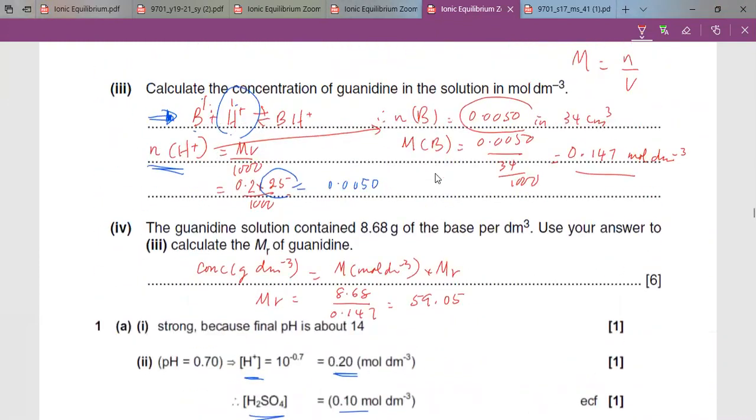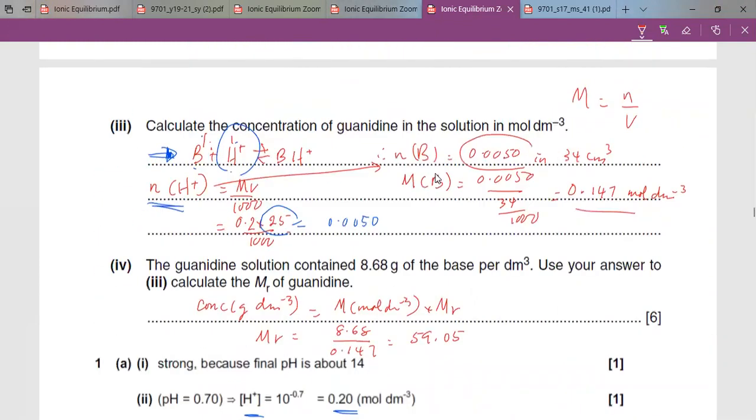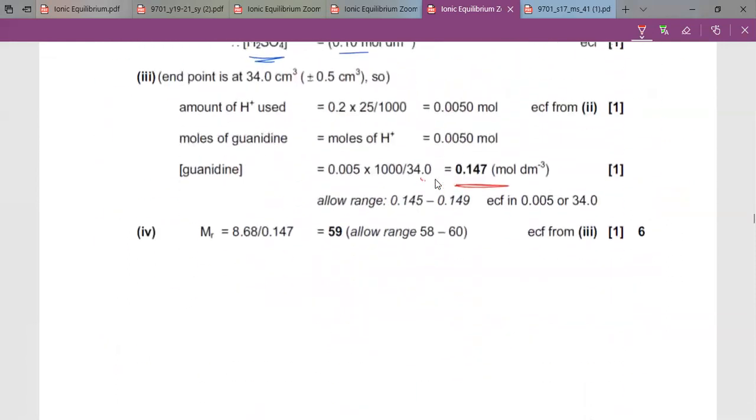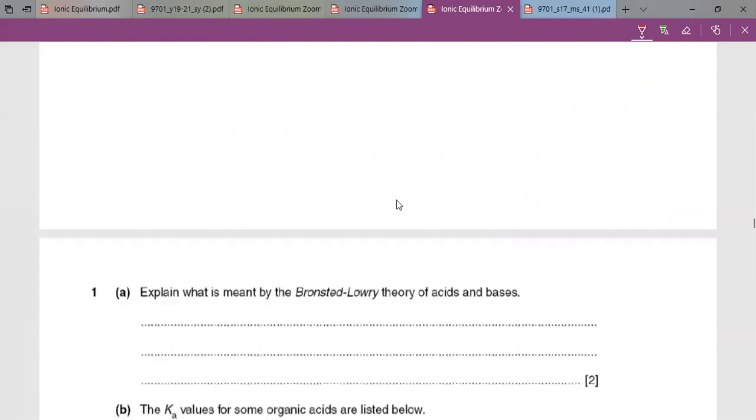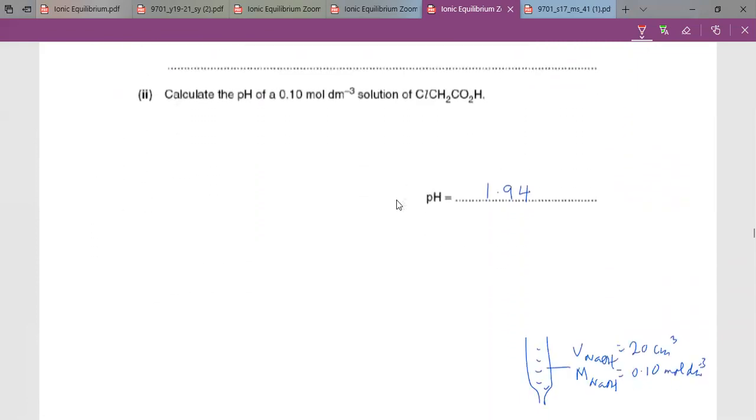Okay, so the last one here. Now this is guanidine concentration in moles per dm cube. The guanidine solution contains grams per dm cube, so use the answer to calculate MR, very simple. I told you this is the common question. Concentration in grams per dm cube is moles per dm cube times MR, so you can find the answer, 59.05. Okay, 59, the 0.05 doesn't matter. So this is how it comes out. Next one here.